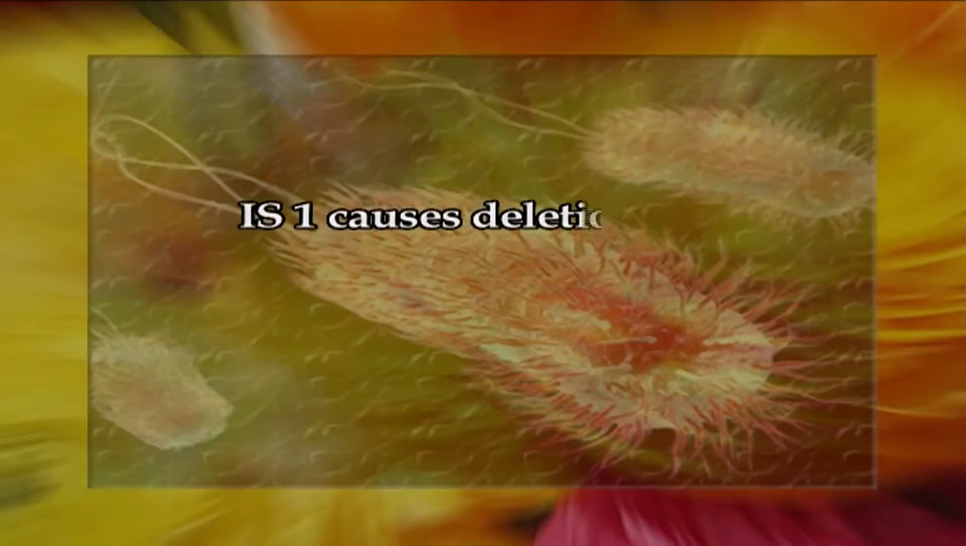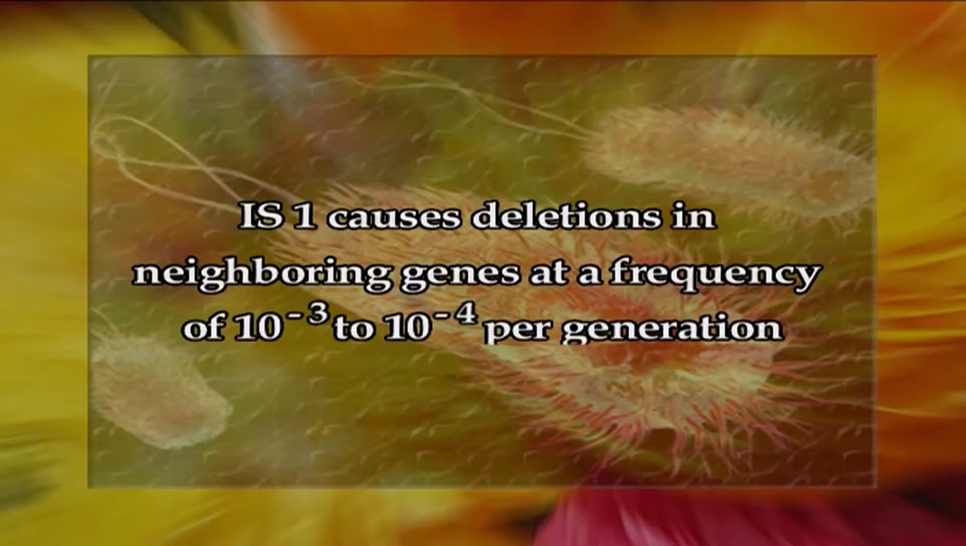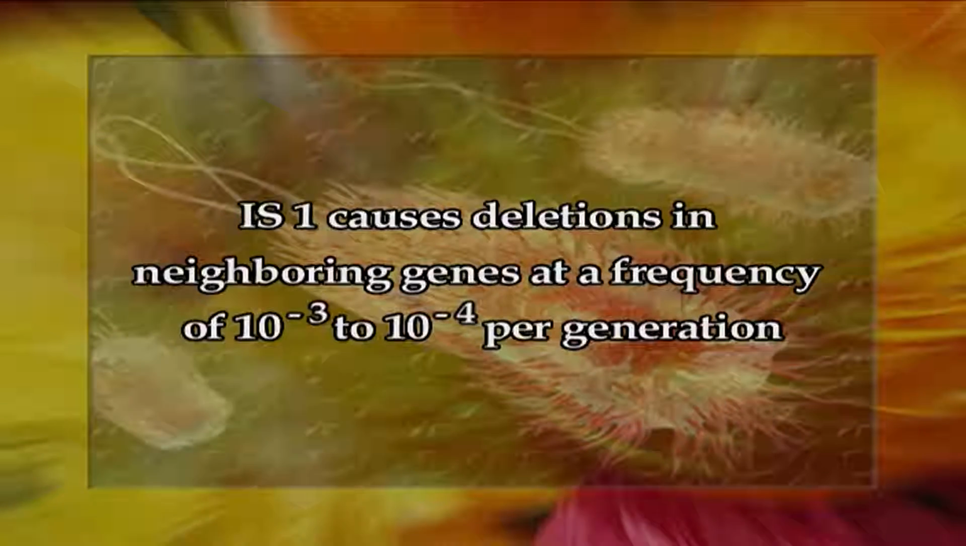For example, IS1 causes deletion in neighboring genes at a frequency of 10 raised to the power minus 3 to 10 raised to the power minus 4 per generation, and the insertion itself remains intact. These deletions tend to start at the IS1 element, with the other end of the deletion being reasonably non-random and possibly involving some sort of short sequence of homology.